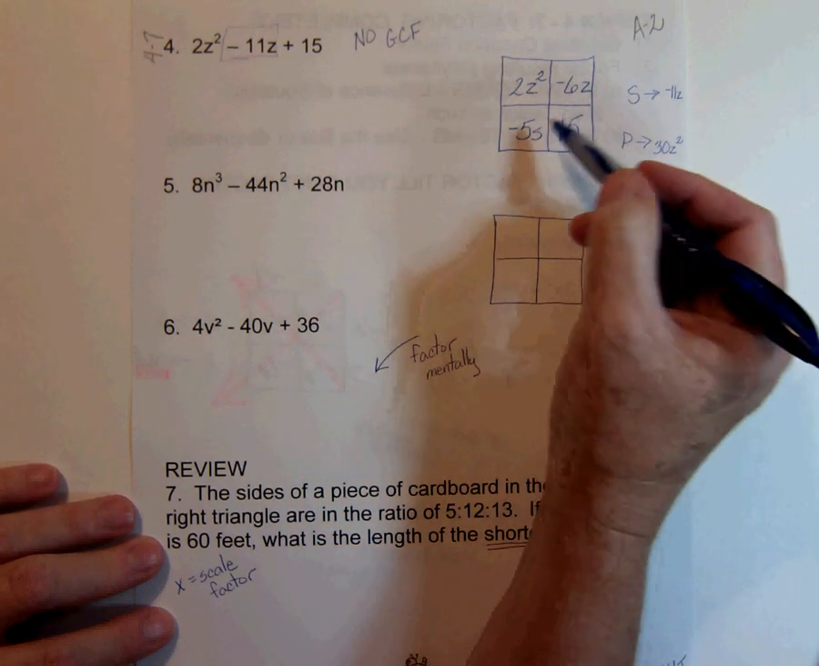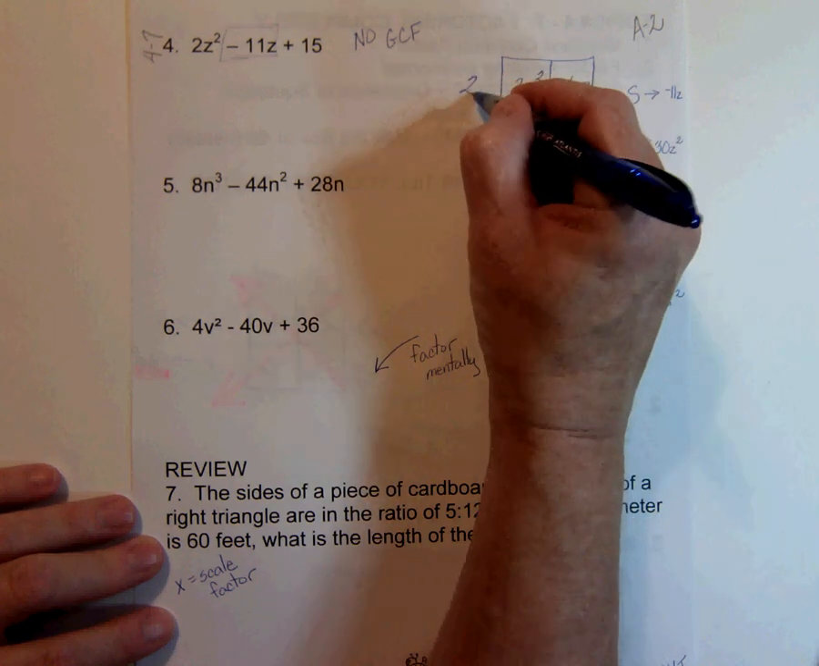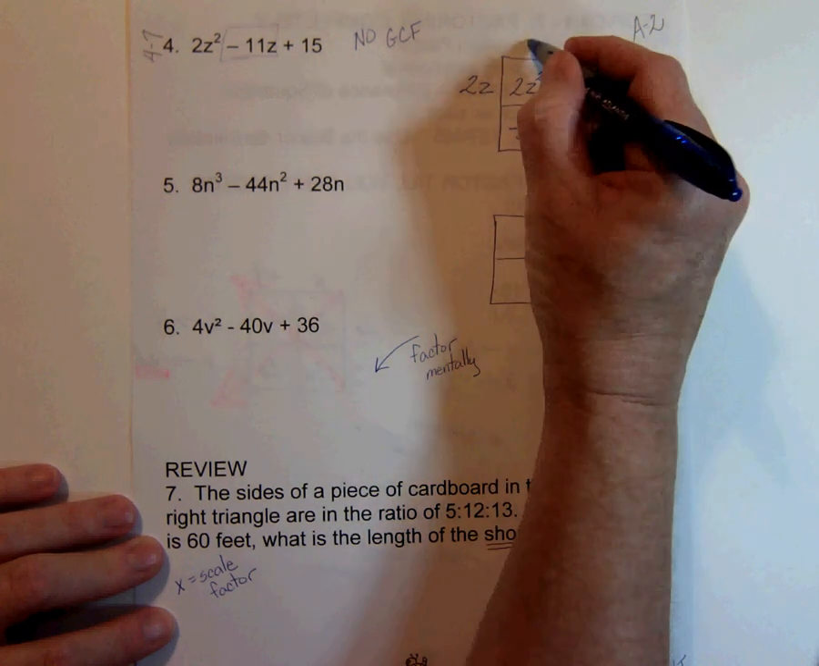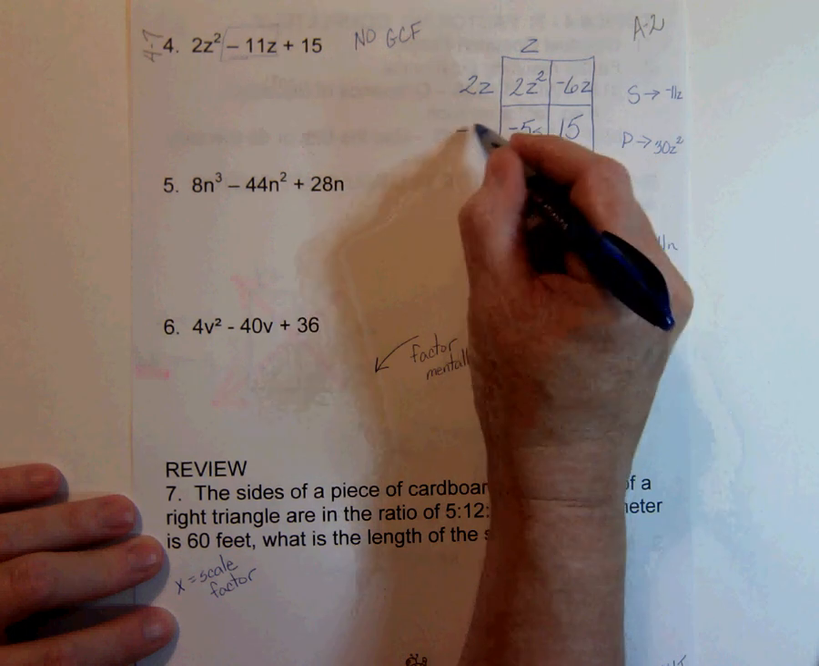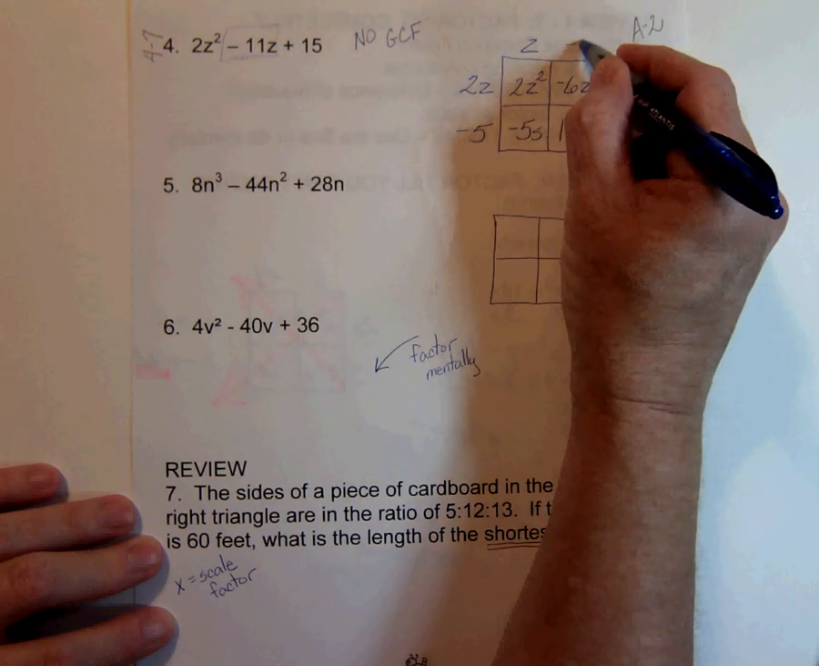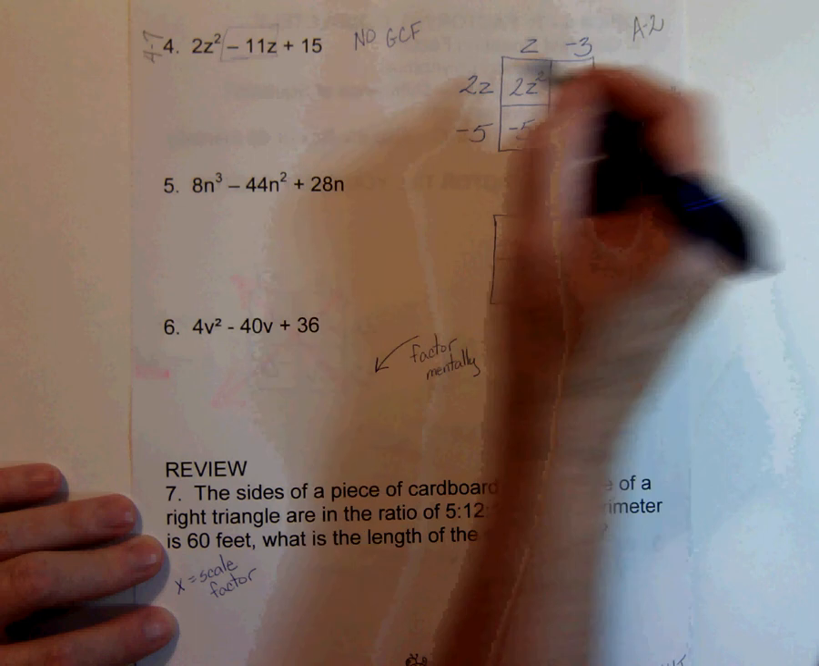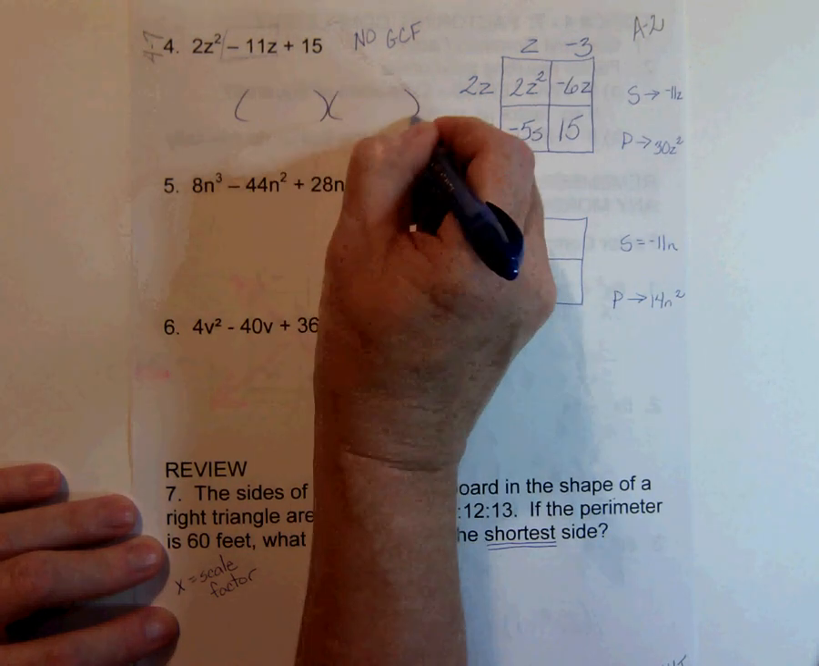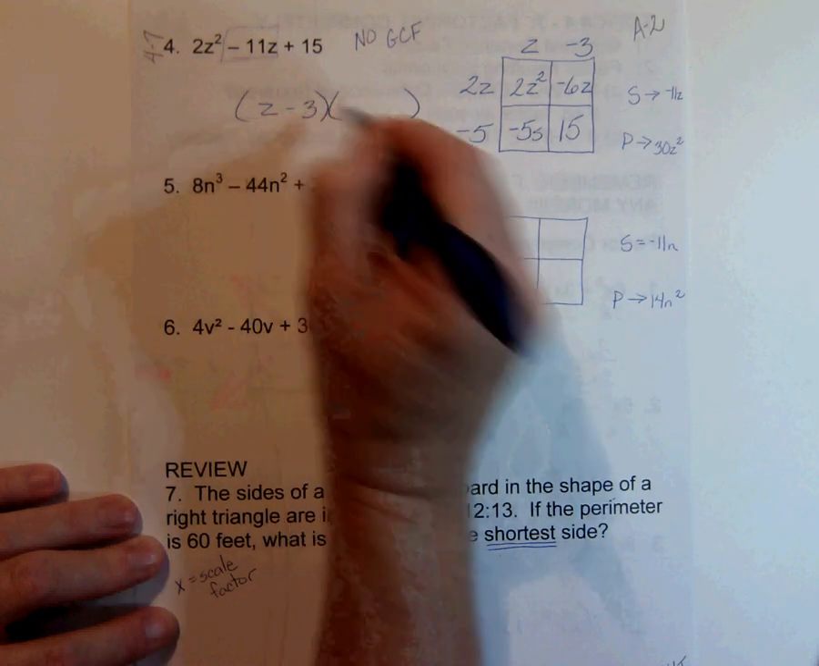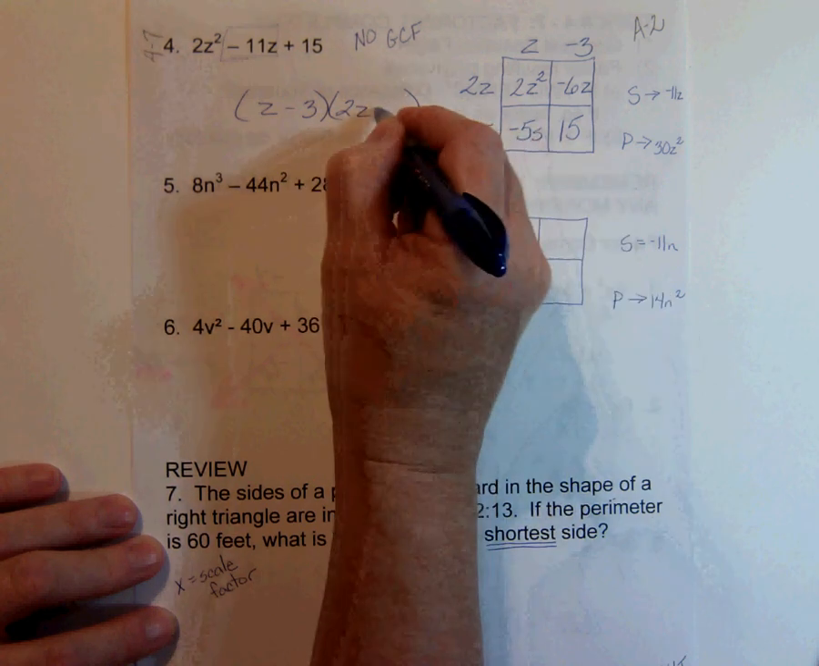So breaking this down, your 2 would definitely have to go here, and your z there. This would be a negative 5, and this would be a negative 3. So your factored form is z minus 3, 2z minus 5.